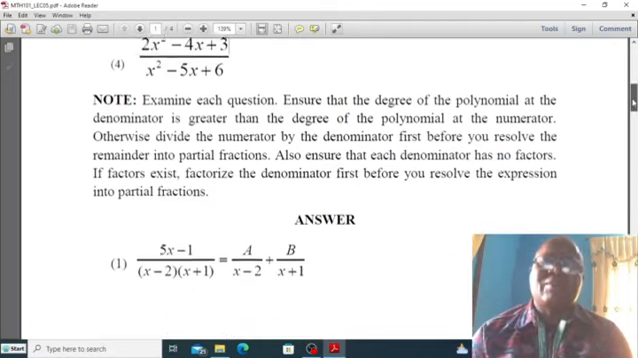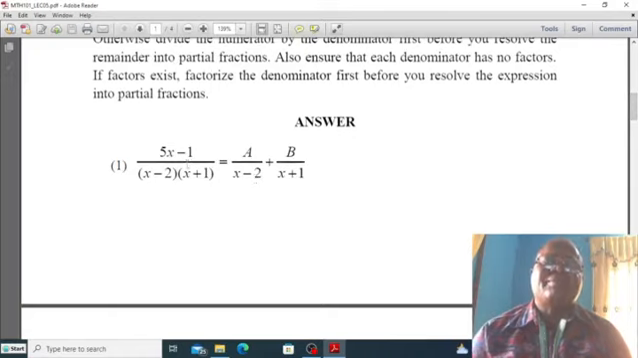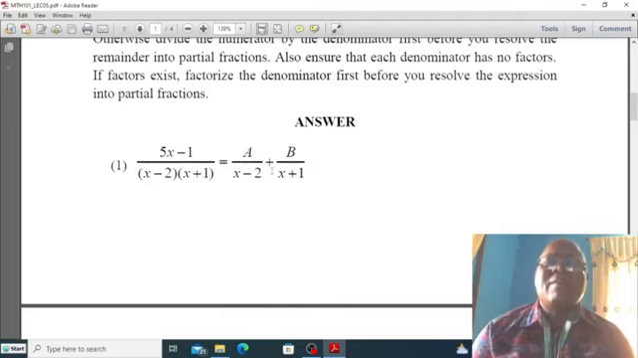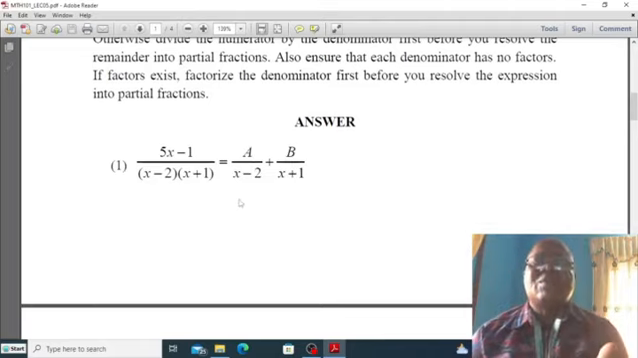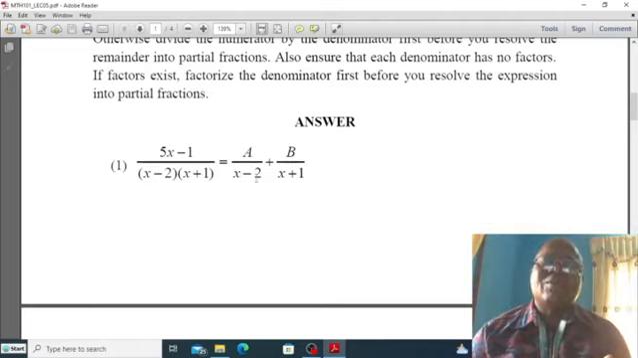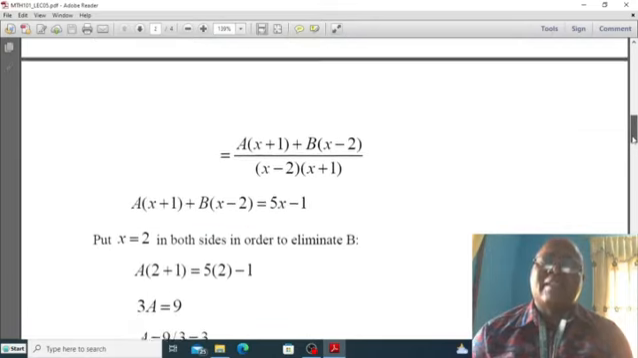Okay, let's look at the first question. We'll have it in this form. So we will resolve (5x - 1)/((x - 2)(x + 1)) into A/(x - 2) + B/(x + 1). This is the nature of the solution we intend to have, but we have to calculate the values of A and B. So in this case, what we do first is to look for the LCM of x - 2 and x + 1, and then we'll have it as it is here.